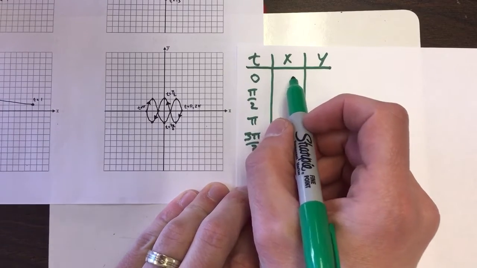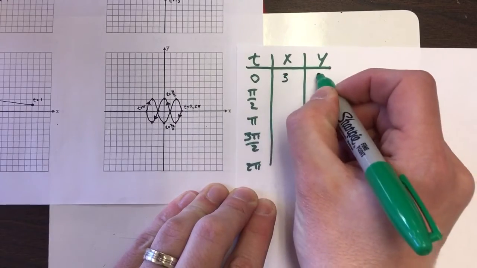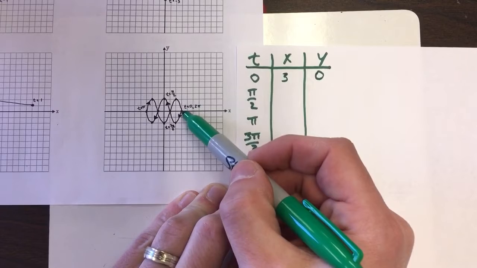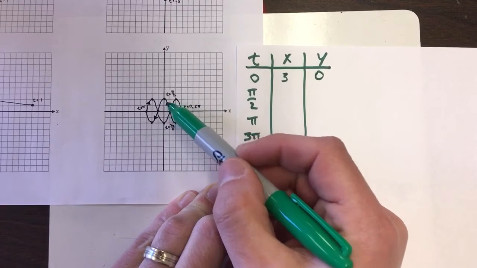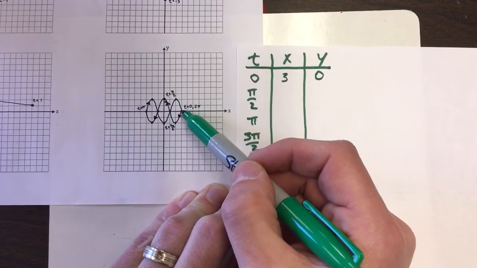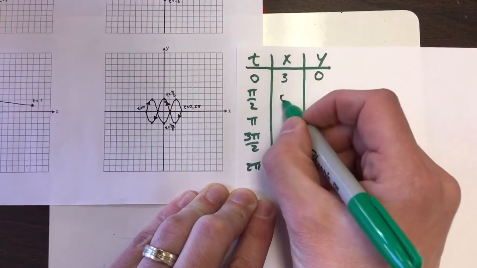Time equals 0. We are at 1, 2. 3 points out, 0 points up or down. Now notice the direction of the arrows are going up. Pi over 2, we're right here. Pi over 2, we are at 0, 2.